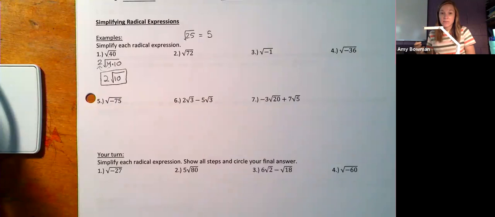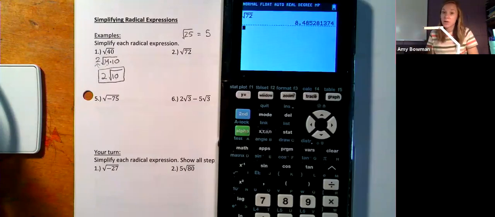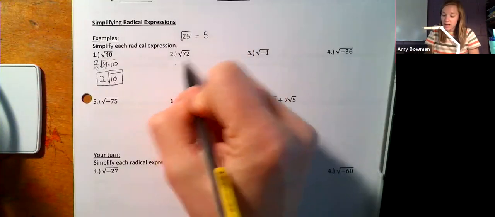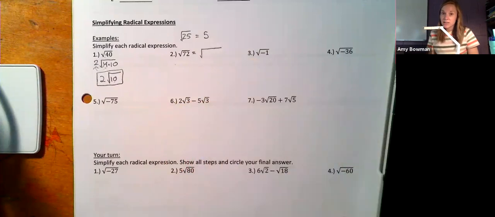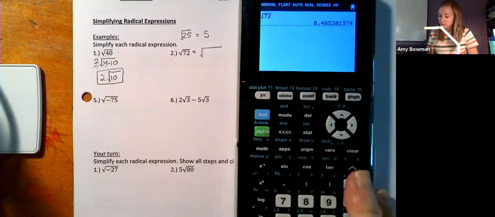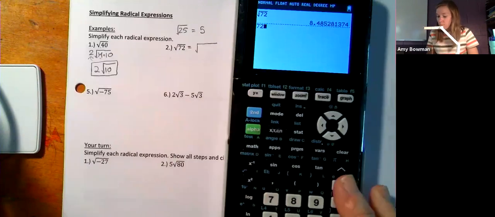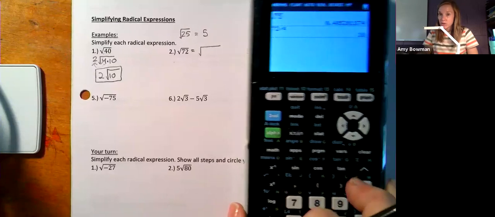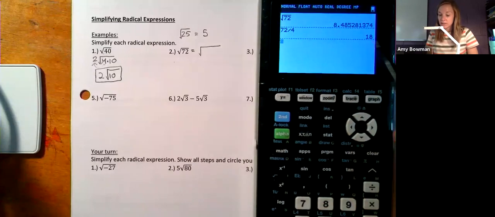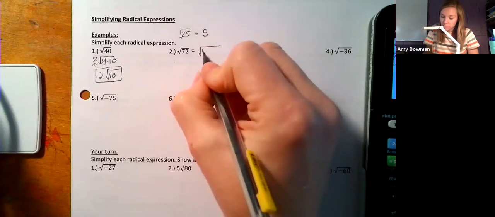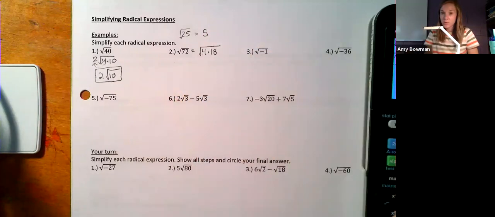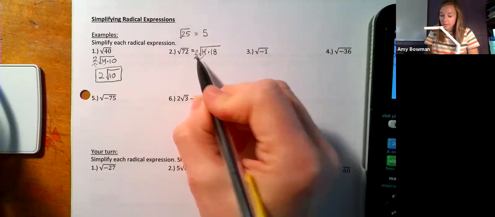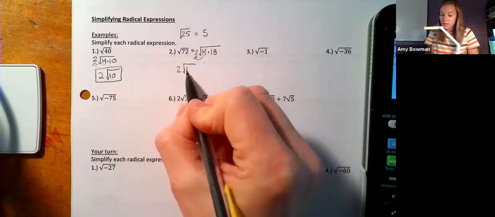72 is not a perfect square, which the decimal tells me, but it might be divisible by a perfect square. So I'm going to rewrite it as the product. Let's see, I know 4 is a perfect square, so first I would check to see is 72 divisible by 4, and I can see that it is. So I can rewrite 72 as 4 times 18. I know the square root of 4 is 2, so that 2 is going to come out. So I have 2 times the square root of 18.